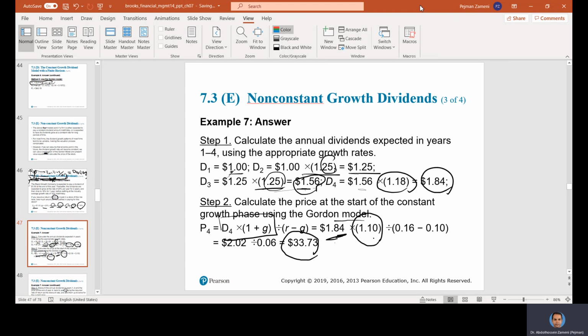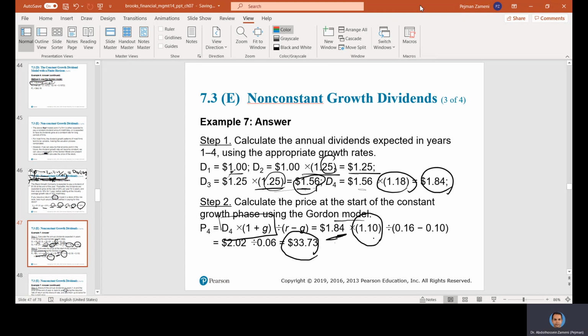How to get D3? D2 multiplied by the growth rate, 1.25 times 1.25, is 1.56. And for D4, okay, D3 multiplied by 1.18. Why? Because after year 3, the growth rate is just 18%. Okay, step 2 is calculate the price at the start of the constant growth phase using the Gordon model.